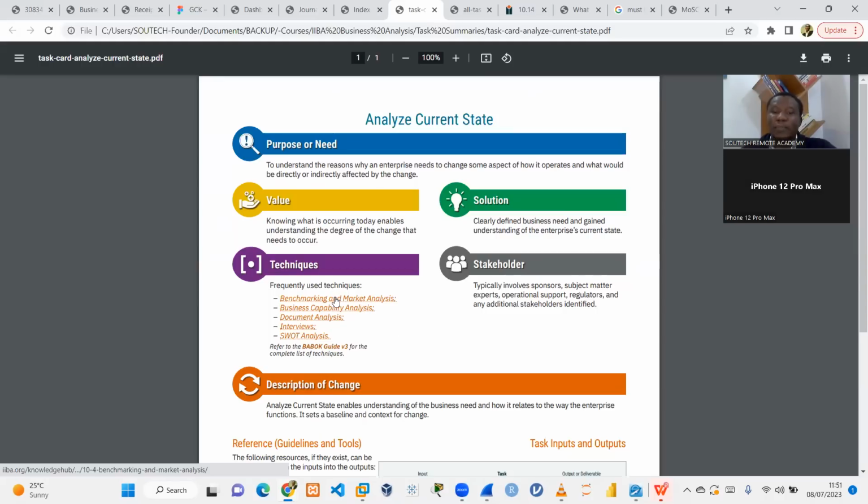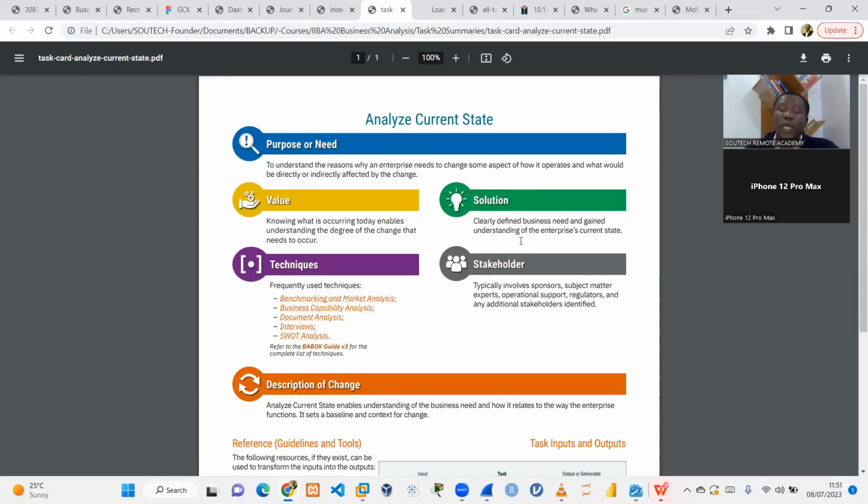You see benchmarking and market analysis. You want to see what's the industry standard, depending on the sector we are in, right? So what is the benchmark? What's like the bare minimum? Then business capacity analysis, right? So what is our business capable of doing? Then of course, document analysis, then you do interviews, then we'll look at SWOT analysis. SWOT analysis is you checking your strengths, your weaknesses, your opportunities, and your threats. So those are the kind of techniques you use in doing what?